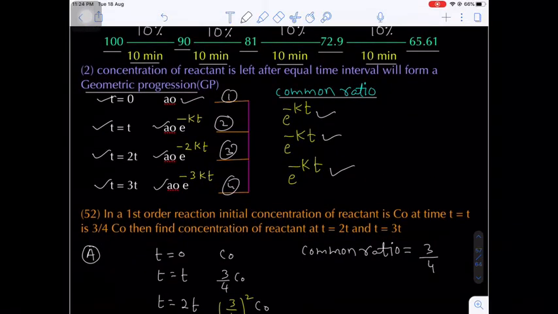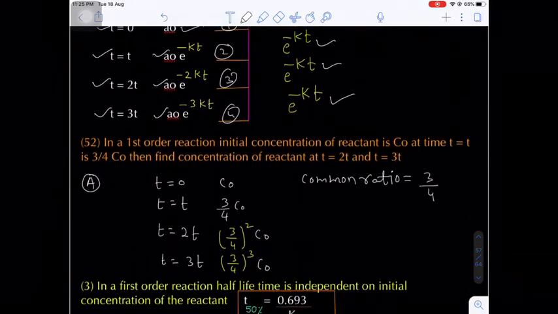So this is one of the important characteristics. Whereas in zero order kinetics, as we explained, the concentrations of reactant left after equal time intervals are in arithmetic progression, in first order kinetics they are present in geometric progression. Are you getting my point?